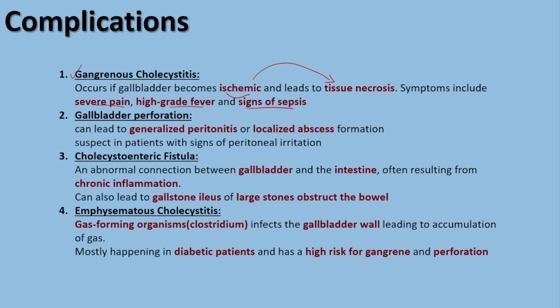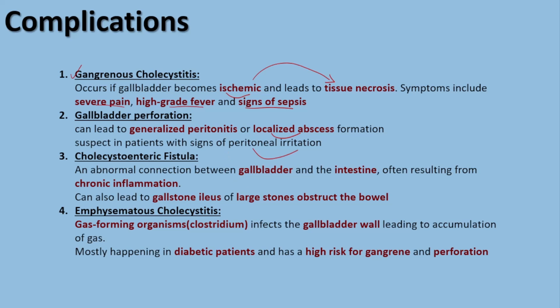Also, we can have perforation of the gallbladder. Again, recall that after perforation, we have opening of the gallbladder, and the bile is going to transfer from gallbladder to the peritoneal cavity. So as the result, we can have localized or generalized peritonitis, and also we can have formation of the abscess around or inside of the gallbladder. This is usually suspected in the patients who are having signs and symptoms of peritoneal irritation.